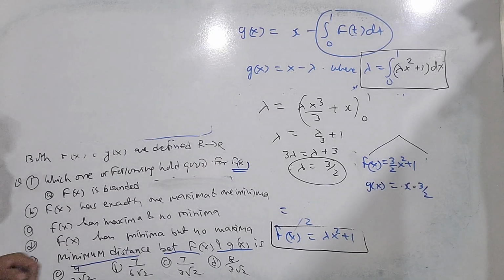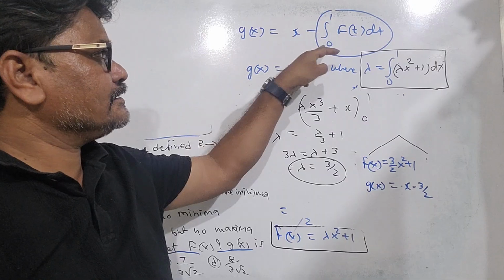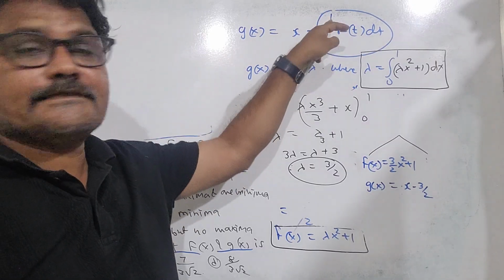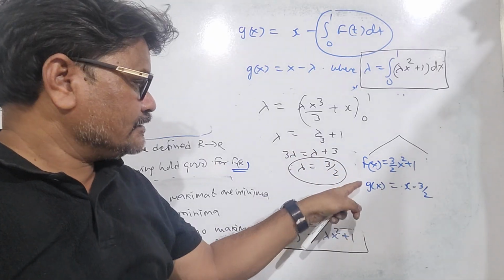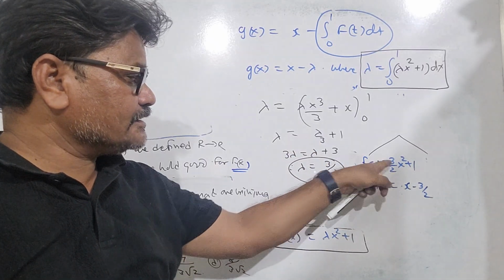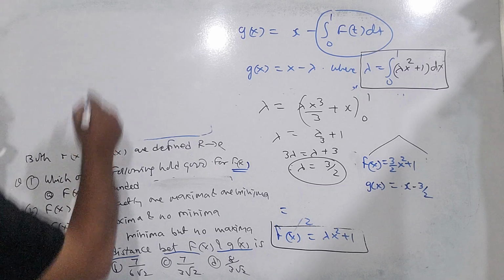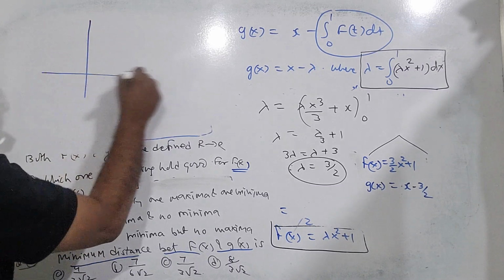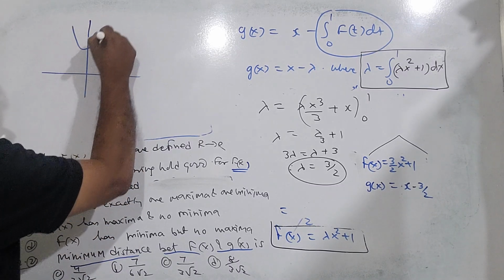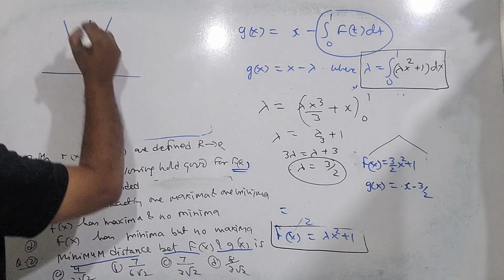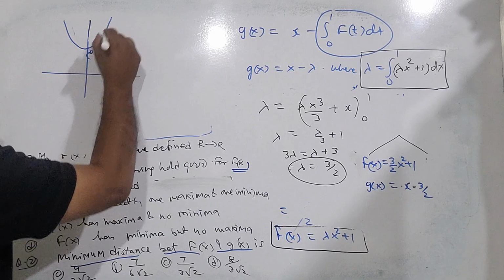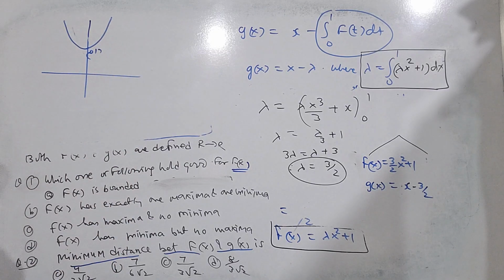Here we can consider this integral of f(t) dt from 0 to 1 as lambda. Then by doing all this process, we have come to know that f(x) is nothing but 3 by 2 x square plus 1. The graph is like that, no? Okay. This is your (0, 1). So this is your f(x).